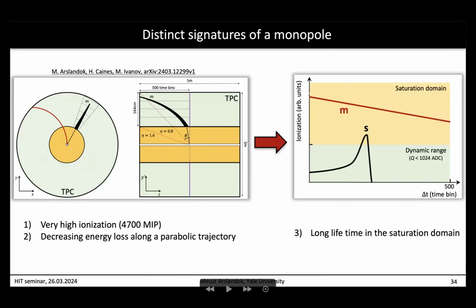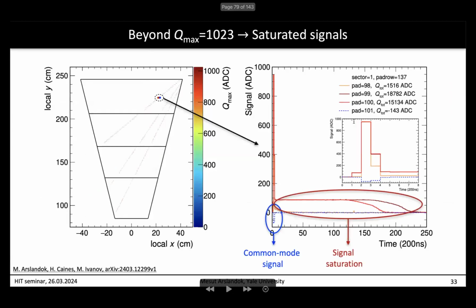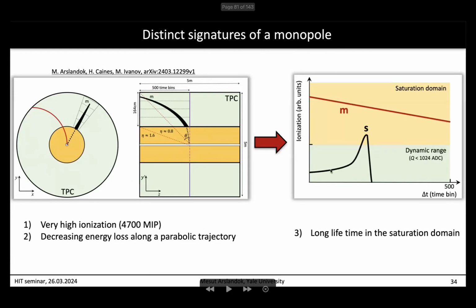So this is the ionization as a function of time. This is the saturation domain, and this is our normal particle domain. So the monopole is always going to be in the saturation domain. It will give me so many signals, always looking like this. But if you look at other particles, they will be somewhere in your dynamic range.